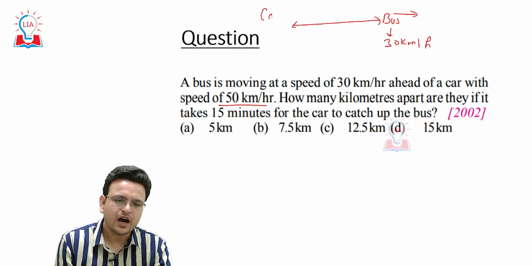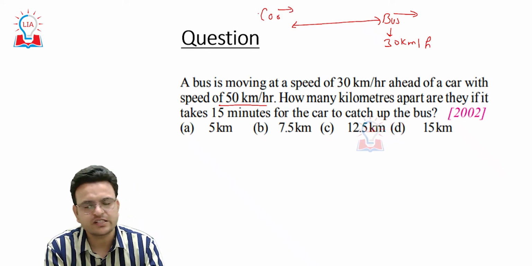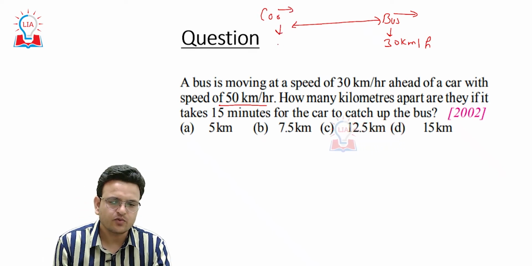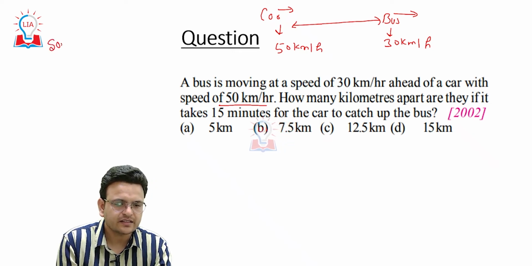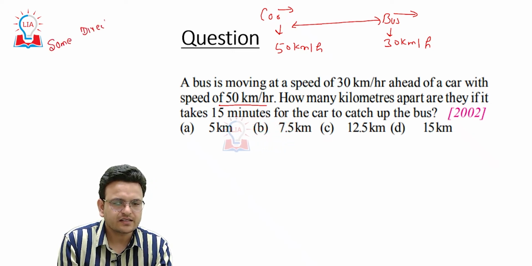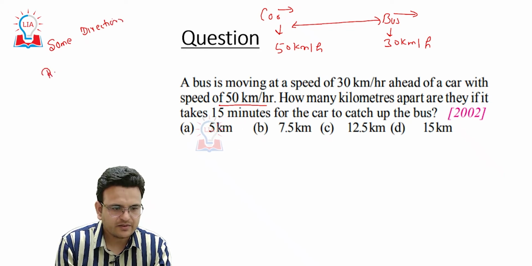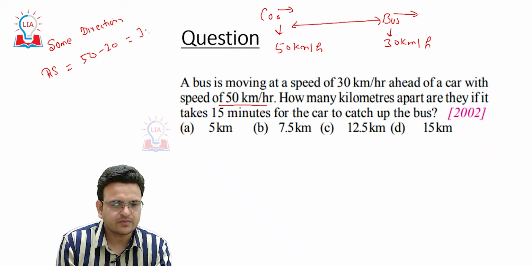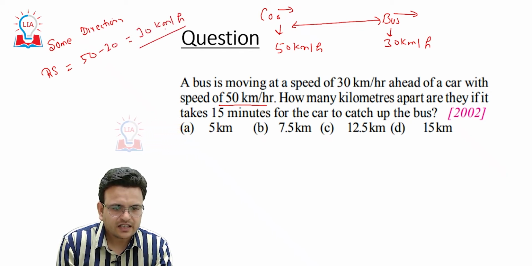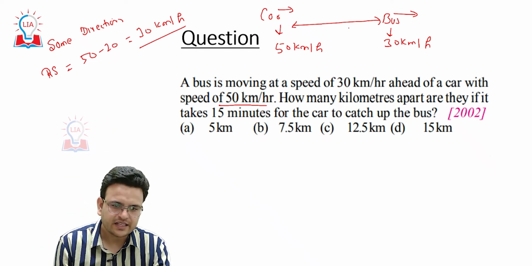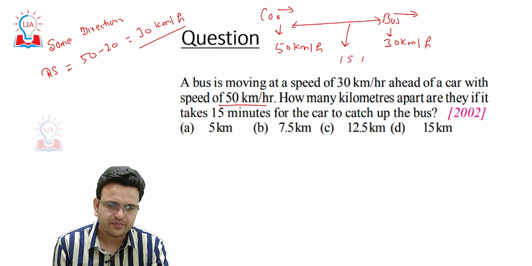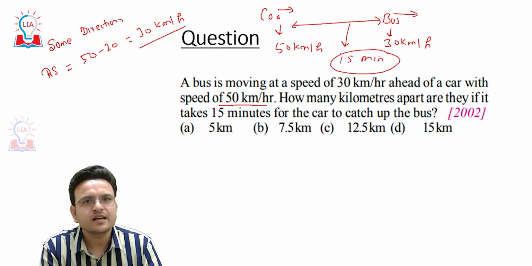One more car is chasing us, which is behind the bus. The car is moving 50 km per hour. I have discussed clearly that whenever two bodies are moving in the same direction, their relative speed is 50 minus 20, that becomes 30 km per hour. At this 30 km per hour, the car is able to catch the bus. How much time has the car taken? 15 minutes to catch the bus.